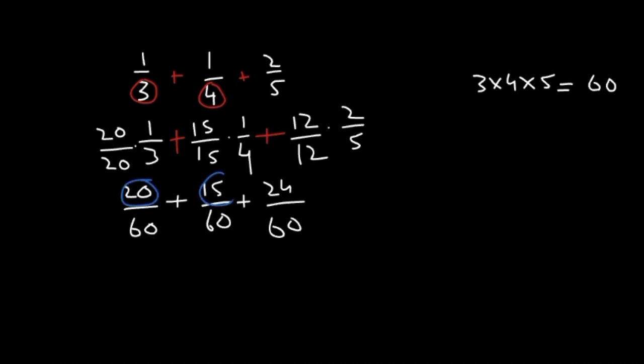So we have 20, 15 and 24, and we just add them together. When we add them together, 20 plus 15 plus 24, it will become 59. So we have 59 over 60. So this is our answer.